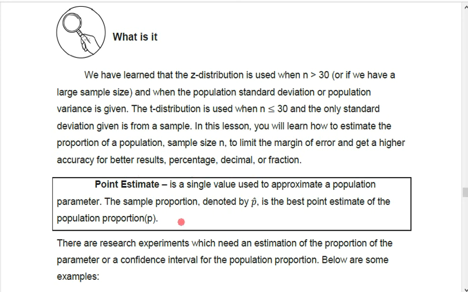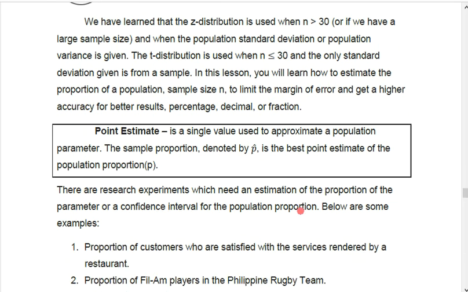Percentage, decimals, or fraction. Okay? Point estimate is a single value. So, nasabi ko na rin iyon sa mga previous lesson na yung point estimate, it only has a single value. Okay? Used to approximate a population parameter. The sample proportion denoted by this symbol, yung p hat, okay, is the best point estimate of the population proportion.